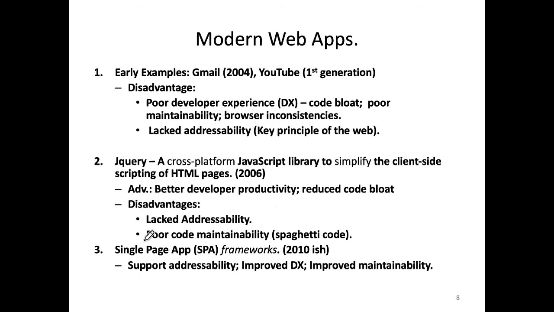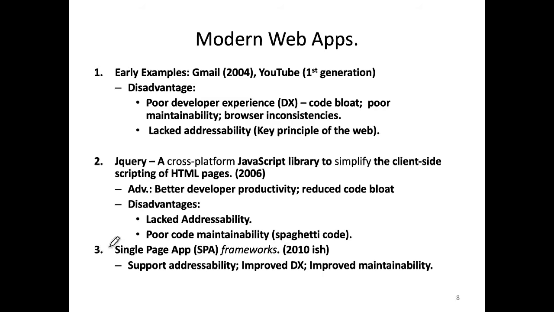Then another technology evolution came along, which kind of has an odd name, but we'll understand the name maybe a little bit later on. Single page app frameworks came on the scene. They started to emerge around 2010. And they solved the addressability issue, and also they solved the developer experience problem. They actually enforced a kind of structure on your code based on good design patterns and best practice that was learned from the earlier generations.